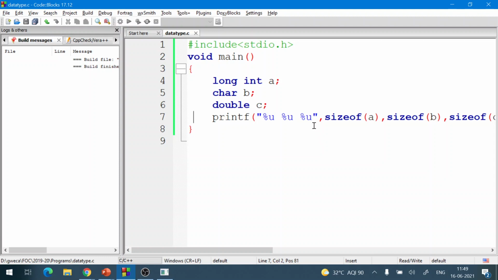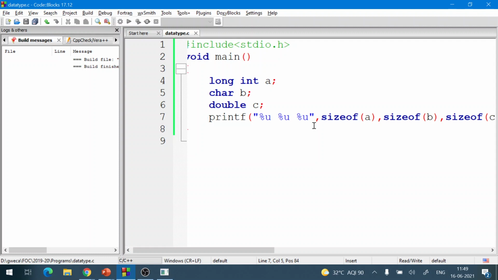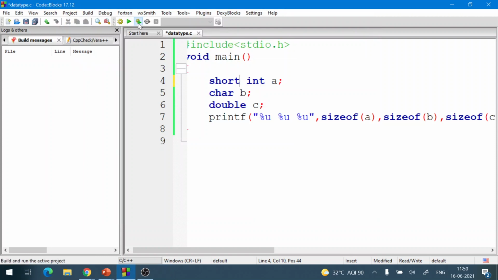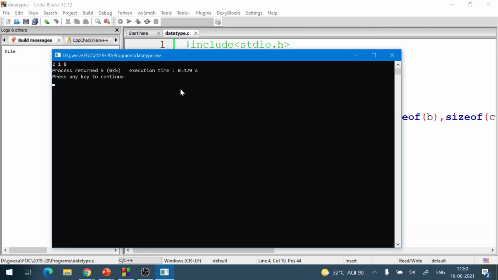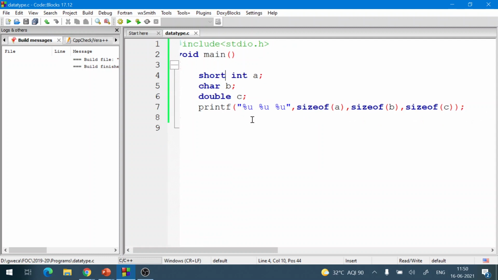In some books you will find that integer is 2 bytes and long int is 4 bytes, but we are doing this programming in GCC. For that particular C programming standard, the size of integer and long int is 4. Now what about short int? The short int is 2 bytes. So this makes the difference. This is the program for showing the sizes of various data types.